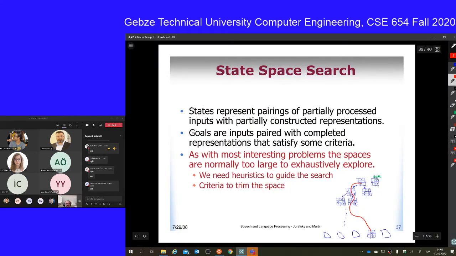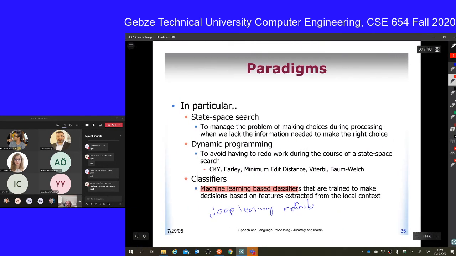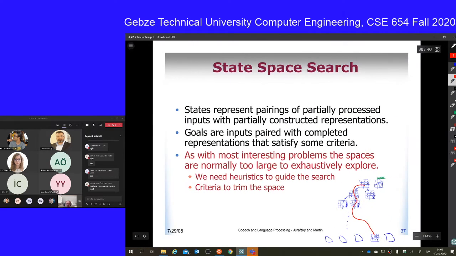In natural language processing, you will do such search spaces which are much larger than this simple state space search, and you will need to do this search in a much more complicated way. Usually when you do the state space search, you need to find some criteria to trim the space. Sometimes you need heuristics to guide your search. You don't have enough resources to exhaustively search all the space. So we are going to look at some examples of state space search when we do machine translation.